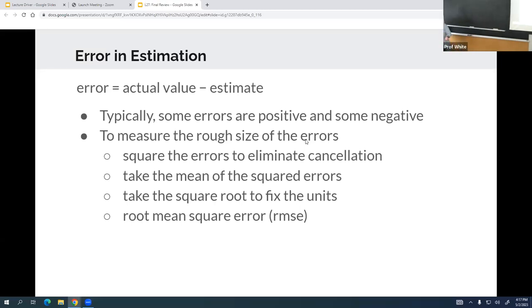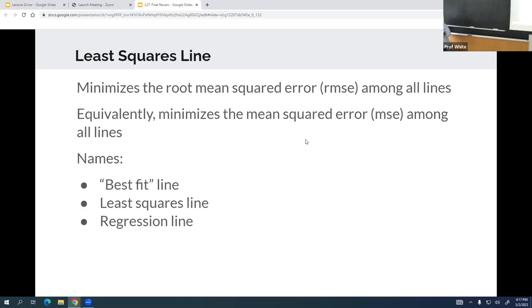The important one here is root mean square error. You will see mean square error, but it's unusual. It's almost always RMSE. And these are just some terms: if you see best fit line, least squares line, or regression line, they all mean the same thing. We're talking about linear regression.